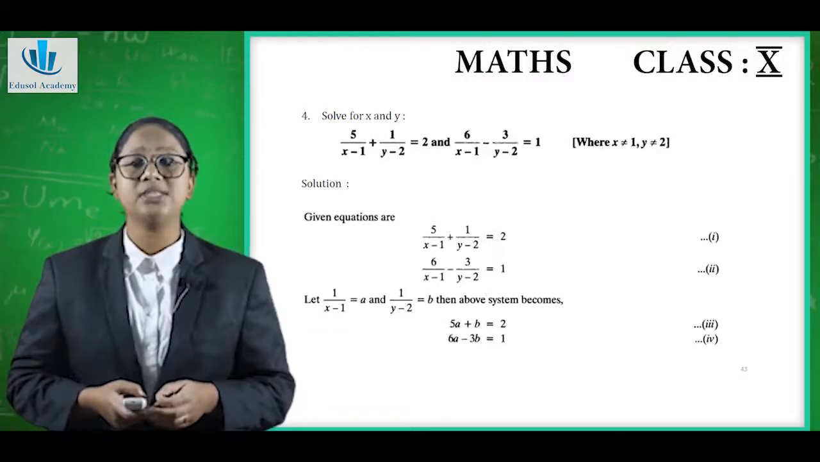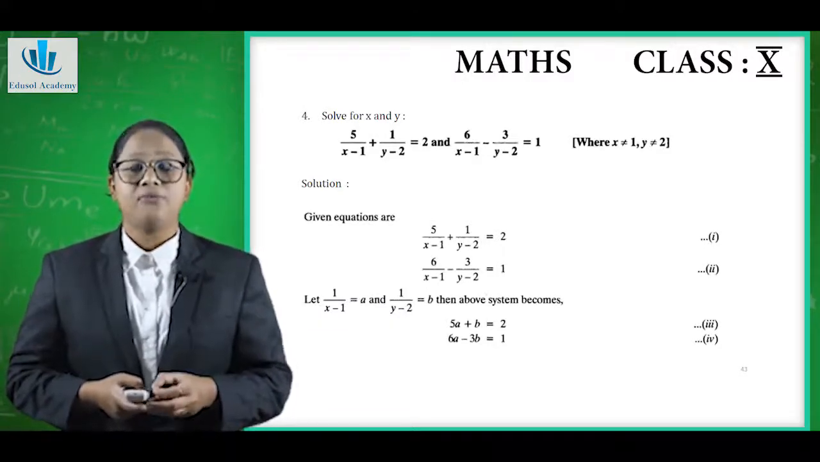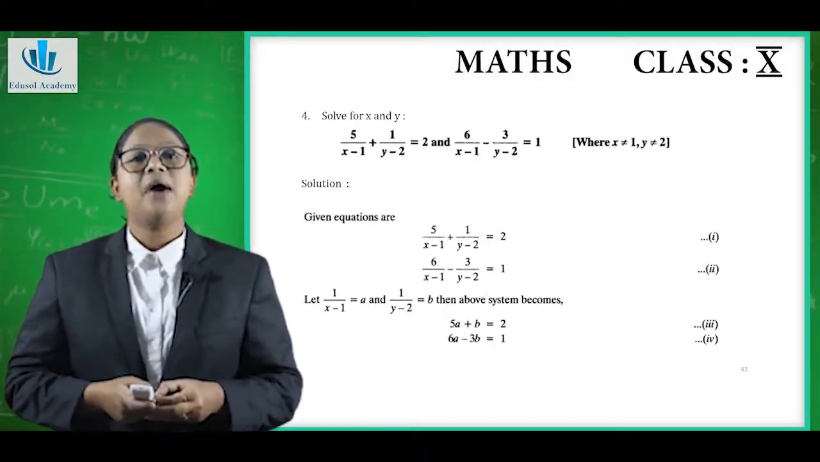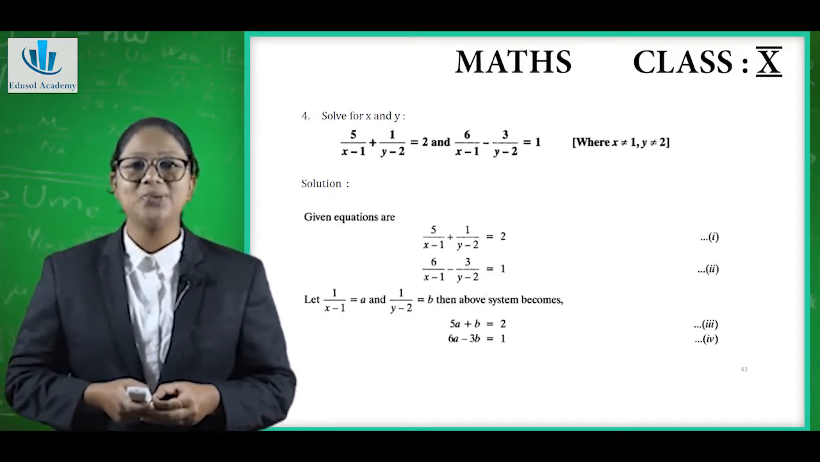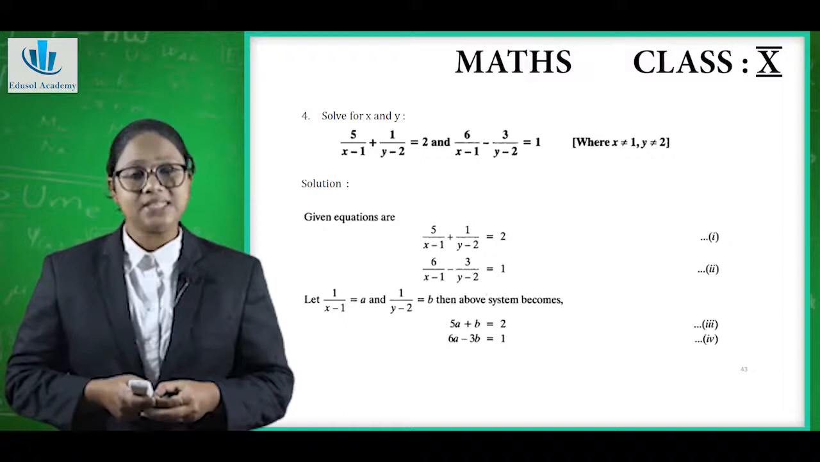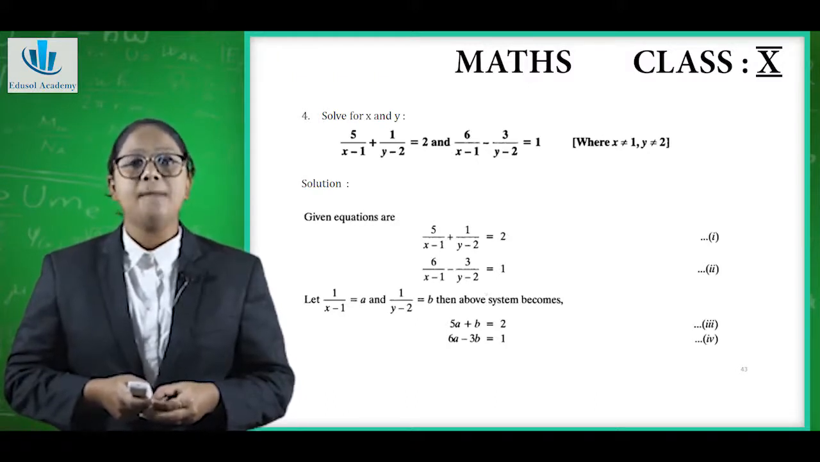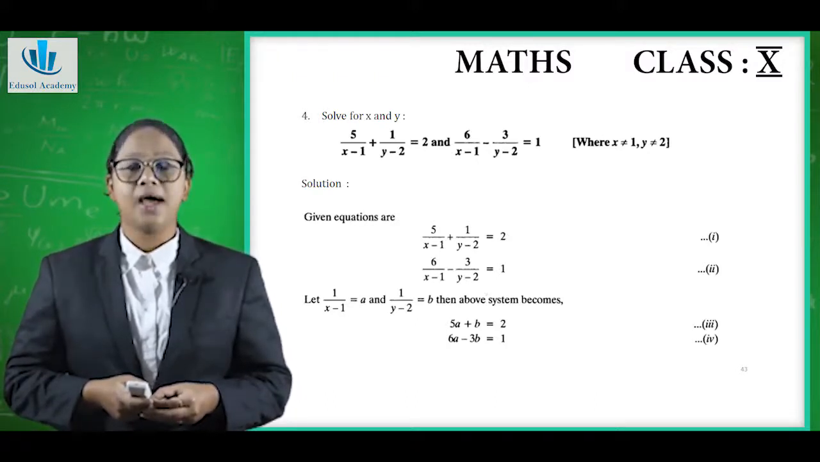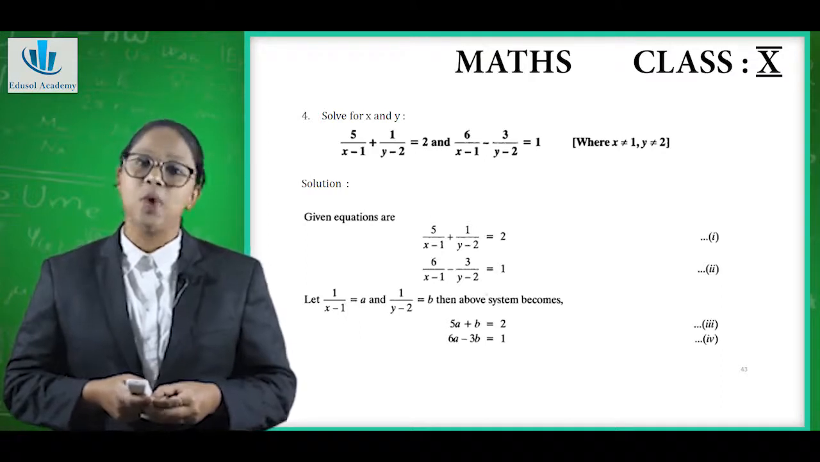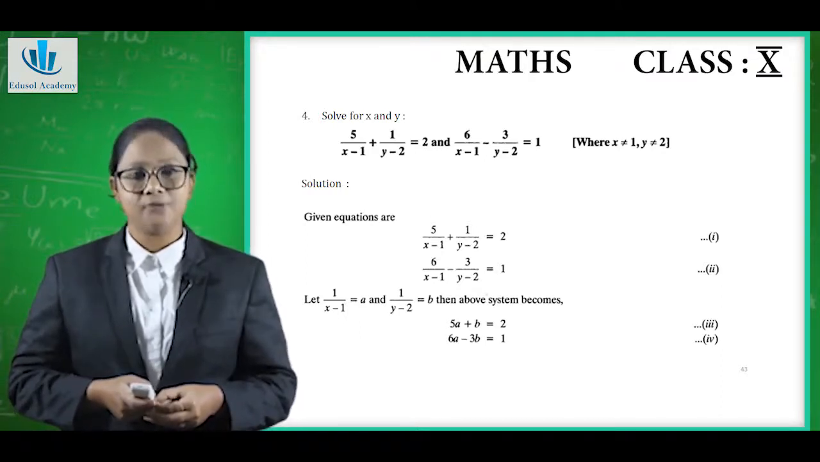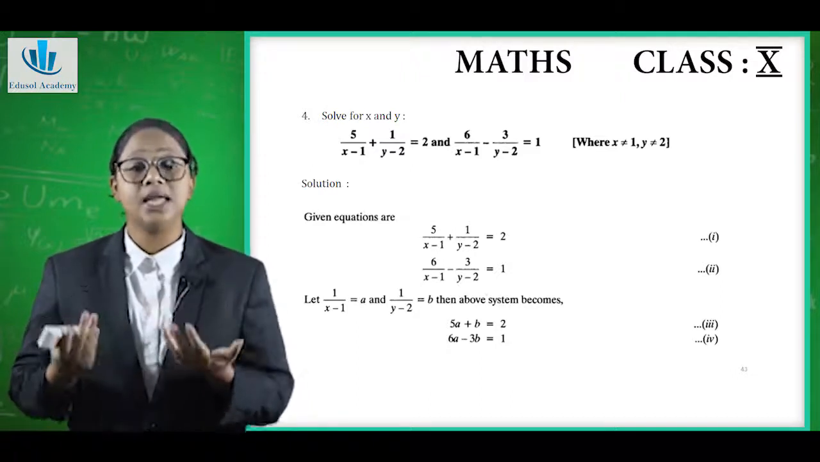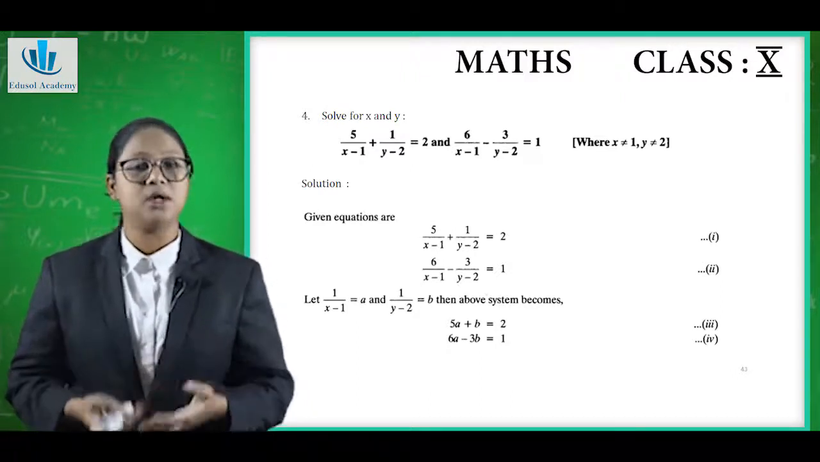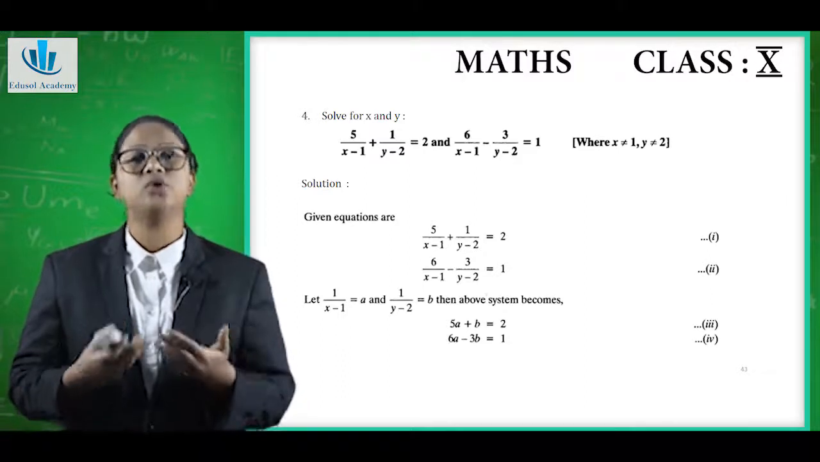Moving on to the next question, solve for X and Y. 5 by X minus 1 plus 1 by Y minus 2 is equal to 2 and 6 by X minus 1 minus 3 by Y minus 2 is equal to 1. Now this is the type of question where X and Y come in certain expressions in the denominator. So we are not used to that.